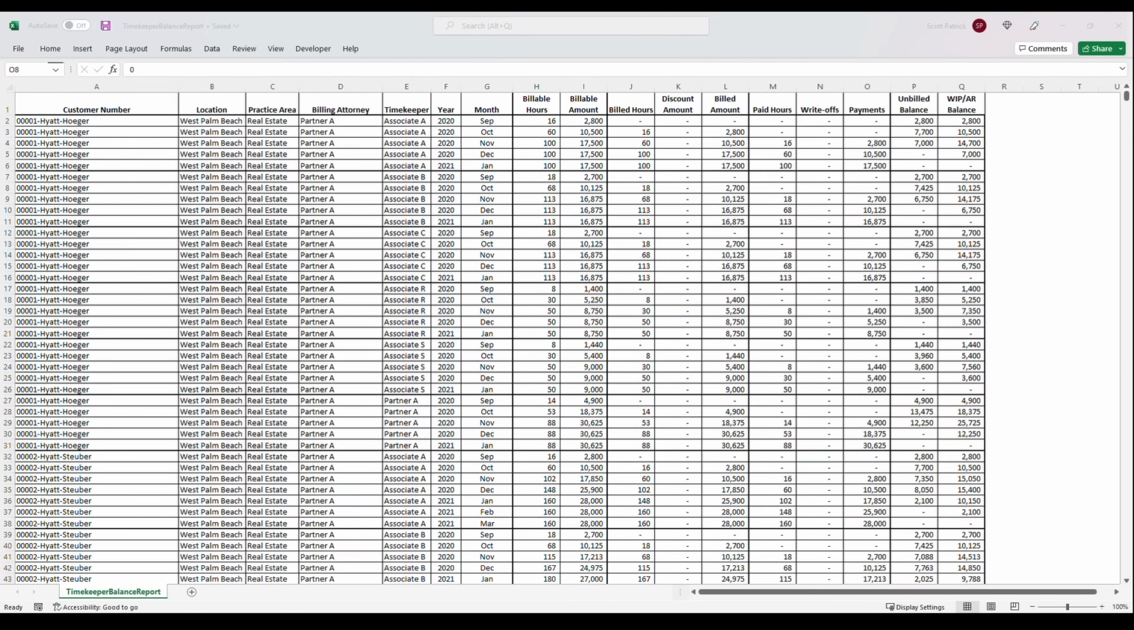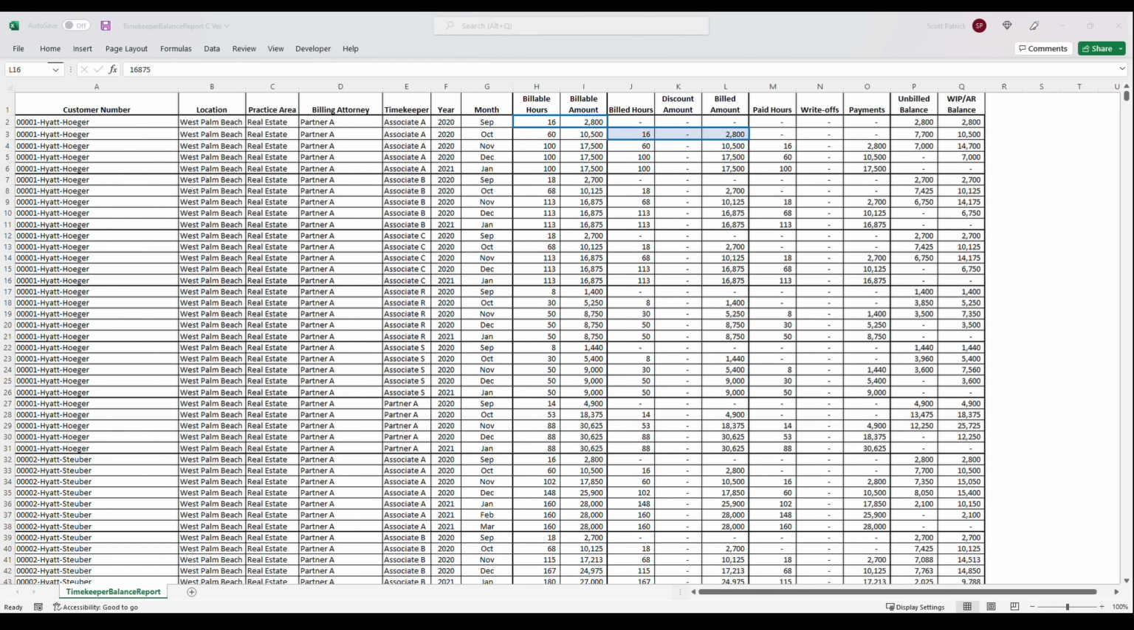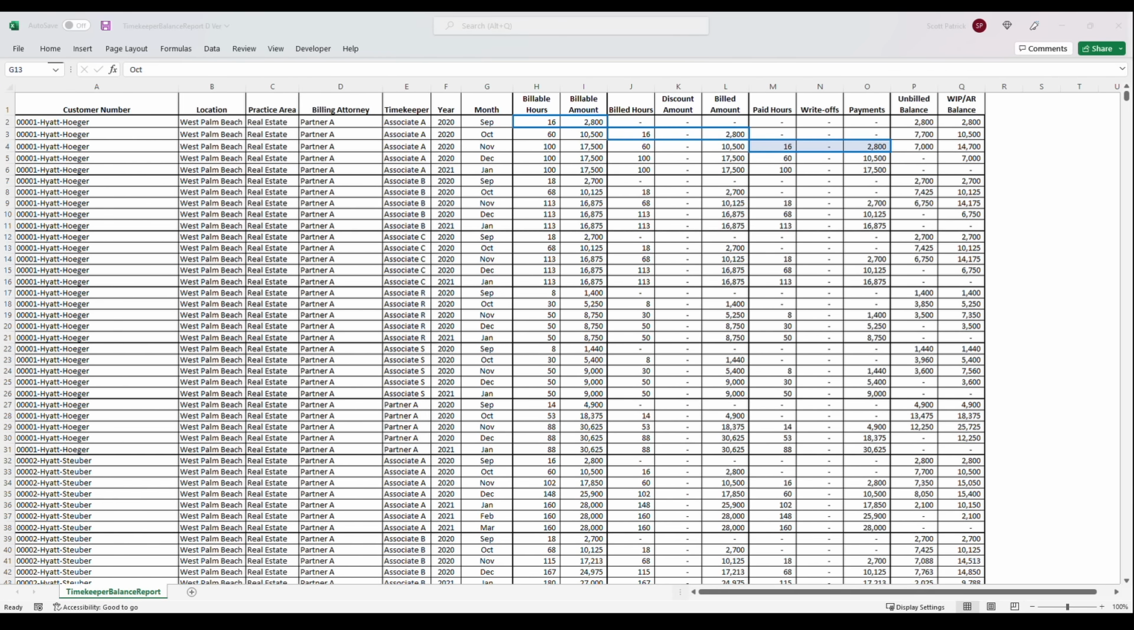We also provide detail level reporting behind each number to help your team with researching any number they don't understand. As a sample, here's the timekeeper balance detail report that shows the month work is done, when work is billed, when payment is received, and the cumulative balance of unbilled time and the WIP AR balance by month. You will also see in the detail sheet that each value is stored at the customer, location, practice area, billing attorney, and timekeeper level to allow aggregation in whatever way the firm needs for analysis.